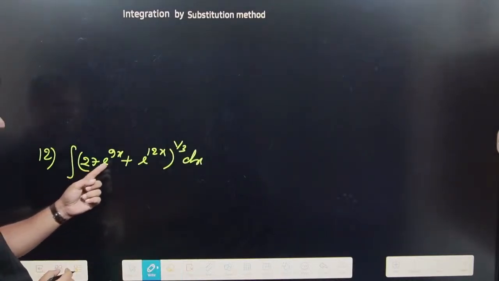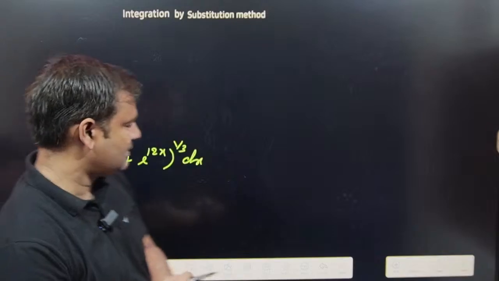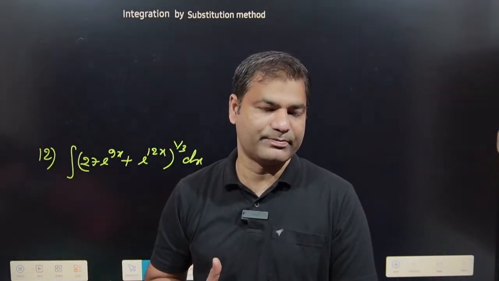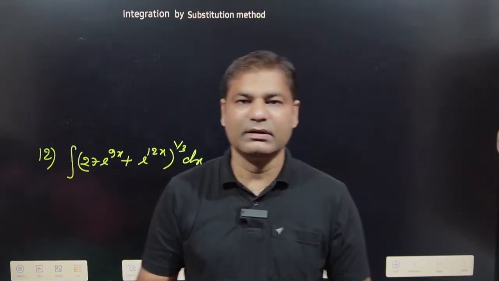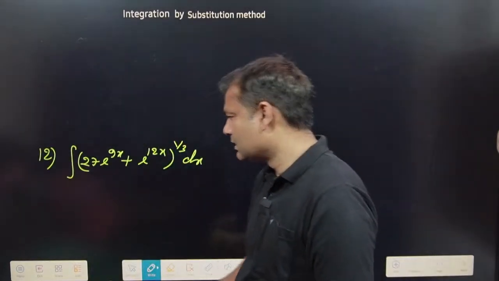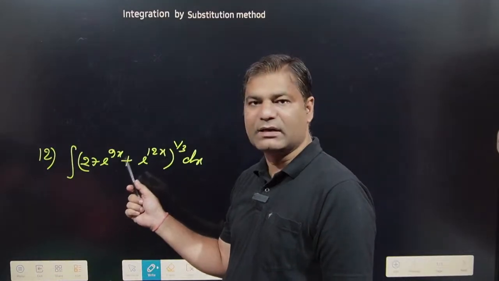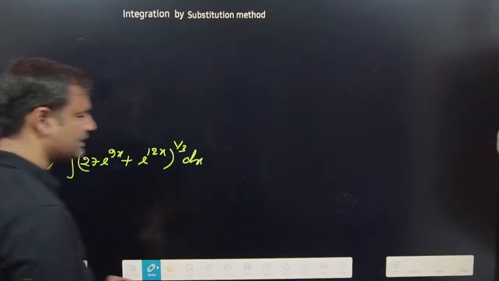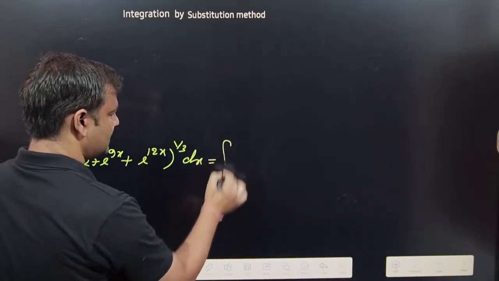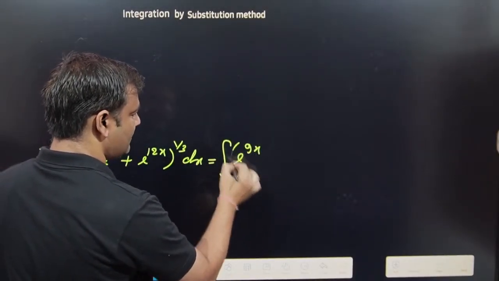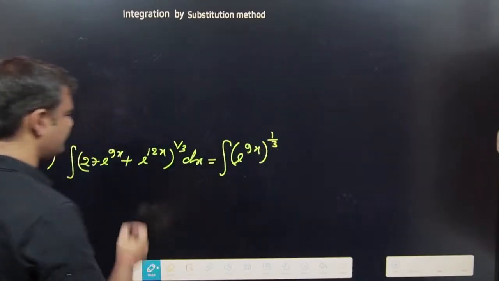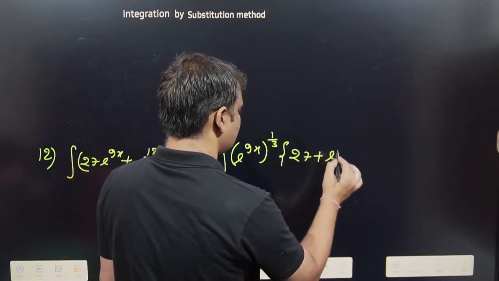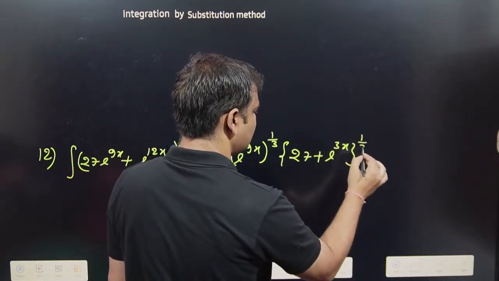That is, integral of (27e^(9x) + e^(12x))^(1/3) dx. How can we solve this type of problem? Simply, which part? If you take e^(9x) as common, then that is written (e^(9x))^(1/3) in bracket, (27 + e^(3x))^(1/3) dx.